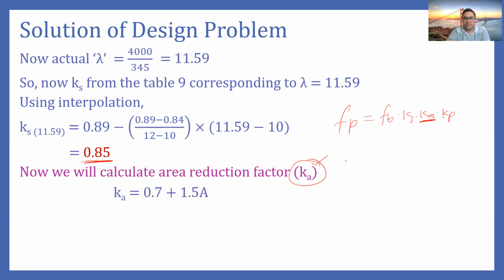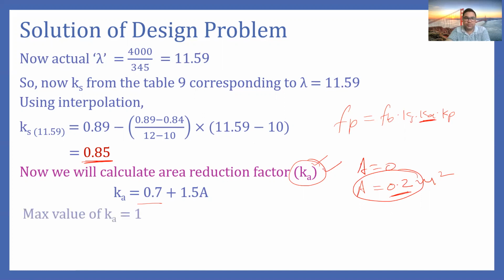Therefore, we will see the maximum and minimum limits of Ka: what can be the minimum value of Ka and what can be the maximum value. The minimum value of Ka will be when area is 0, and the maximum value will be when area is 0.2, because this Ka value is applicable up to this cross-sectional area only. If area is 0, the value of Ka will be minimum. If area is 0.2, it will be maximum.